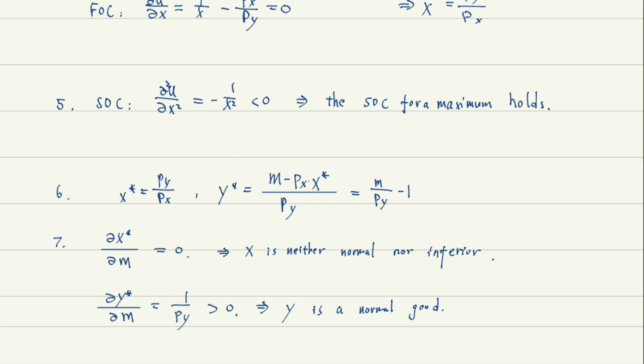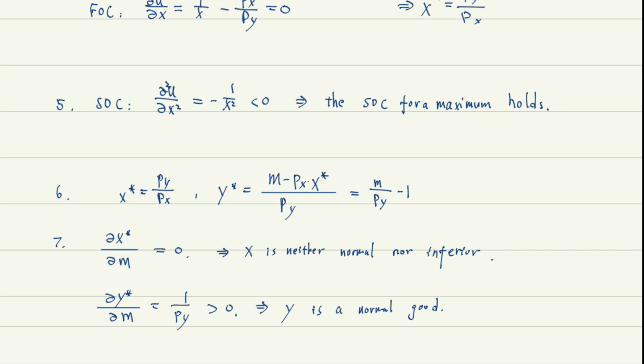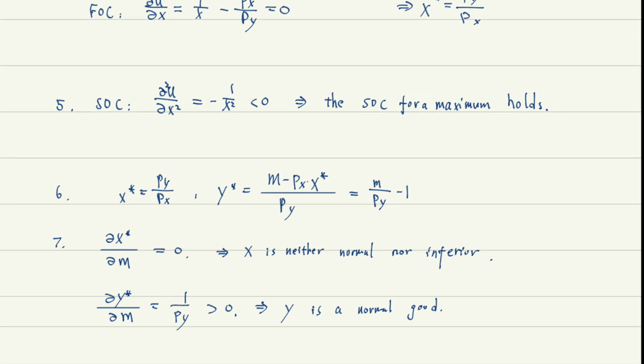For question 6, from the first order condition, we can solve for the optimal quantity x. Using the budget constraint, we can get the optimal quantity of y. The utility function is simple in this question, so we can get a closed form solution of x and y. We use the solution of x and y in the last 3 questions.